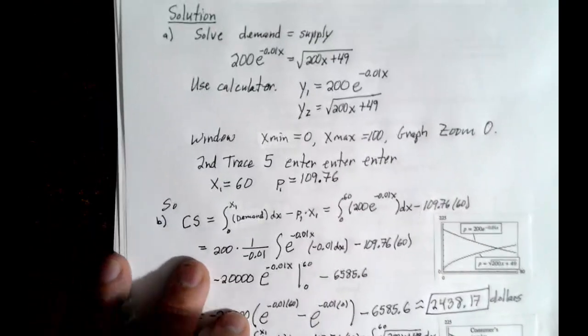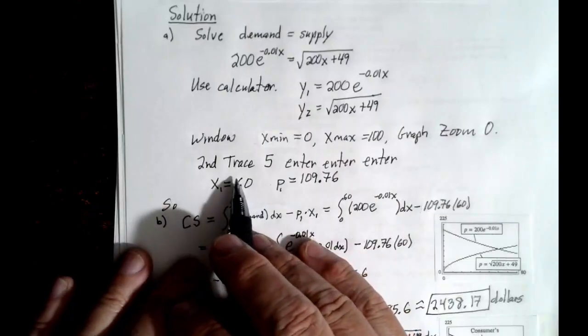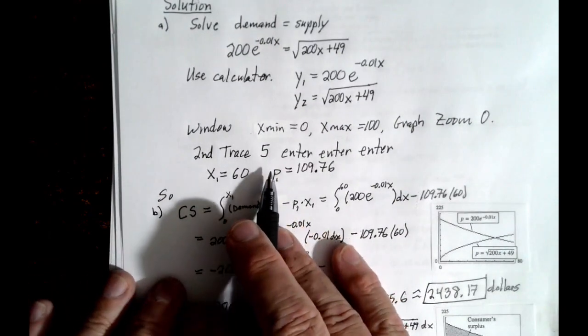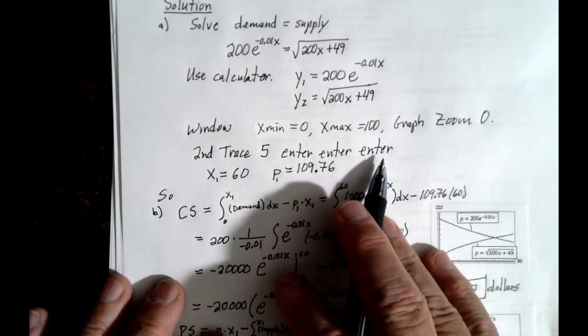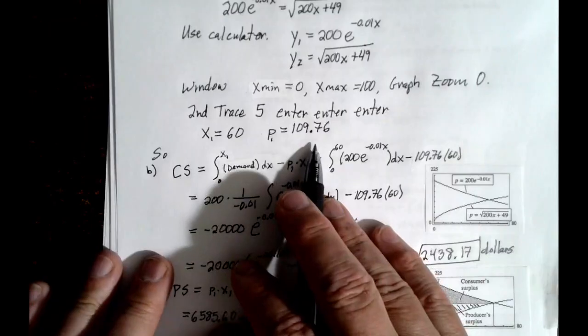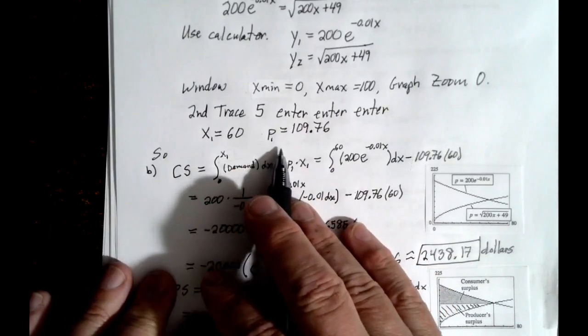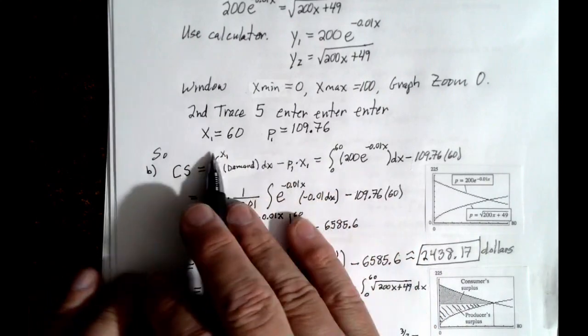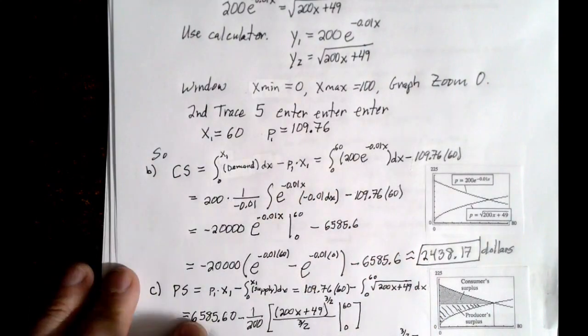So now to find where those two functions intersect, you hit second trace 5 for intersection, and you hit enter 3 times, and it will give you these two numbers. It'll give you 60 and 109.76. It won't say P1, it'll say Y1. But that is your Y coordinate, here is your P, your X coordinate is your number of units.